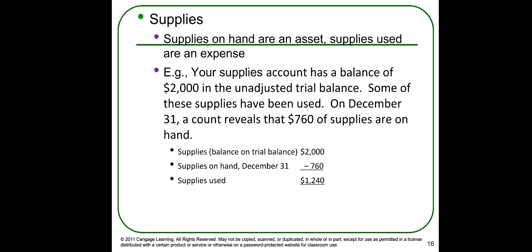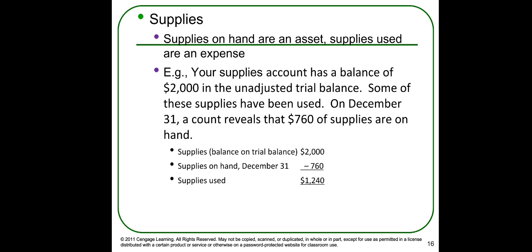Okay, so how do we do the adjusting entry for supplies? Let's see the example here. Your supplies account has a balance of $2,000 in the unadjusted trial balance. So the situation is like this. At the beginning of the year, you check the supplies that you have in your shop. You see that you have supplies with the value of $2,000.